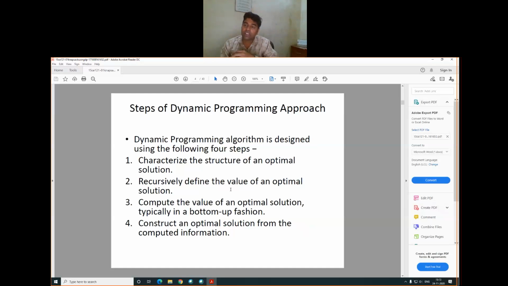As we have discussed earlier, the divide and conquer approach basically uses three steps, and the greedy approach uses basically 2 to 3 steps to solve the problem. Here, dynamic programming uses these 4 steps to solve a particular problem.